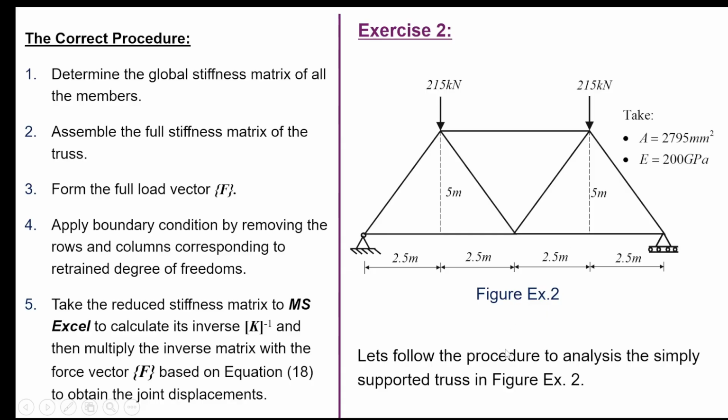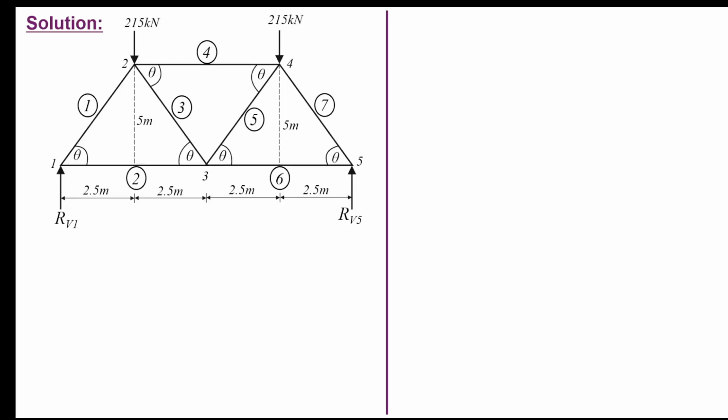To analyze this truss, let's look at the solution. We start by breaking the truss into members joined together at the nodes. We have numbered these as member 1, member 2, member 3, member 4, member 5, member 6, and member 7.